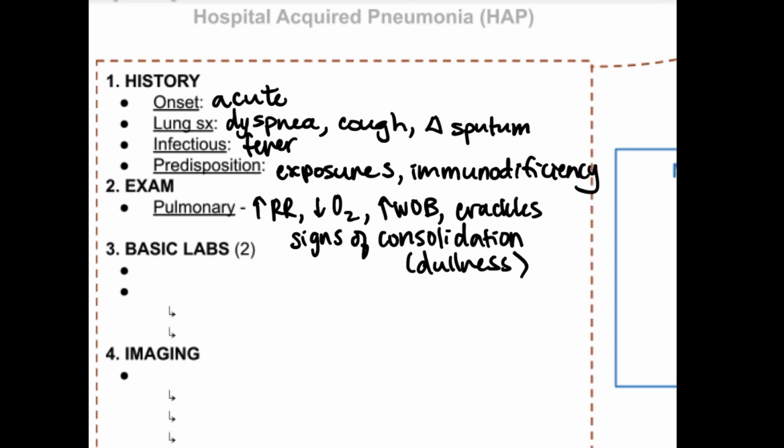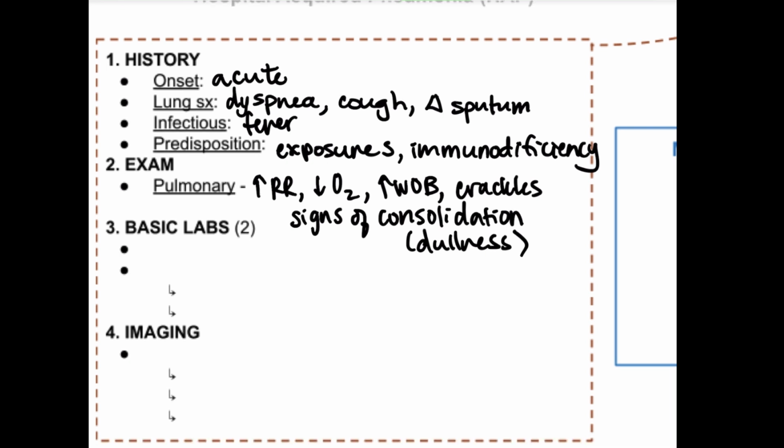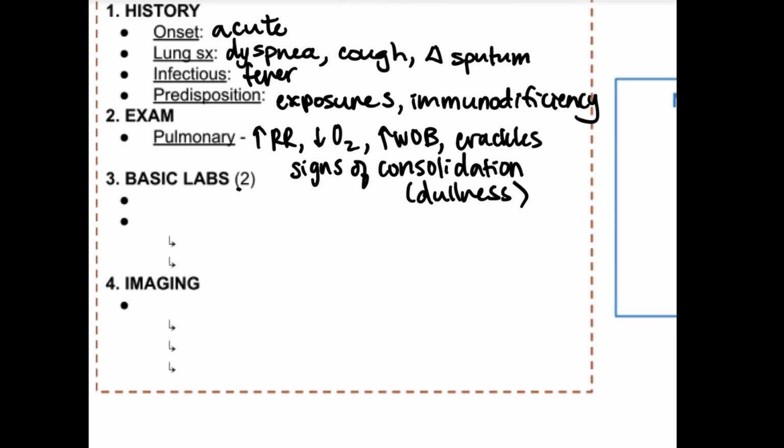After you've taken their history and exams, we almost always get some labs. In this case, what are the two labs that you would think about getting for this patient? The first would be a CBC, and this is to help assess for any leukocytosis. So high white blood cell count would be concerning for some type of inflammatory picture, whether that be an infection or not. And we'd also want to get a CMP.